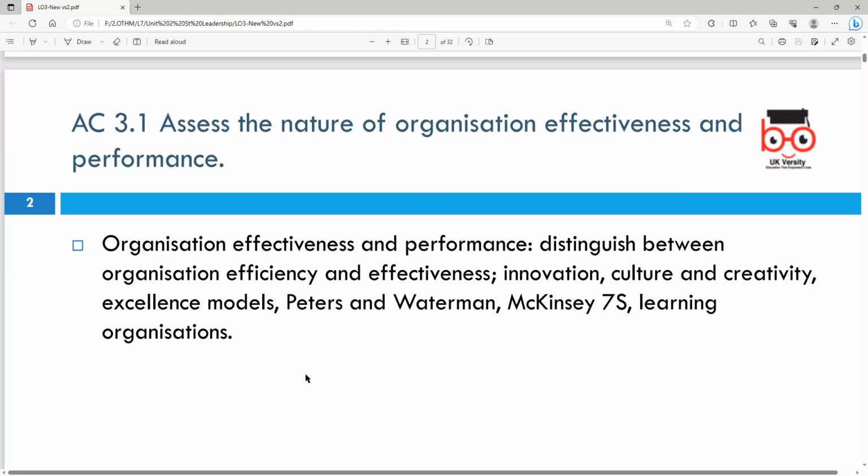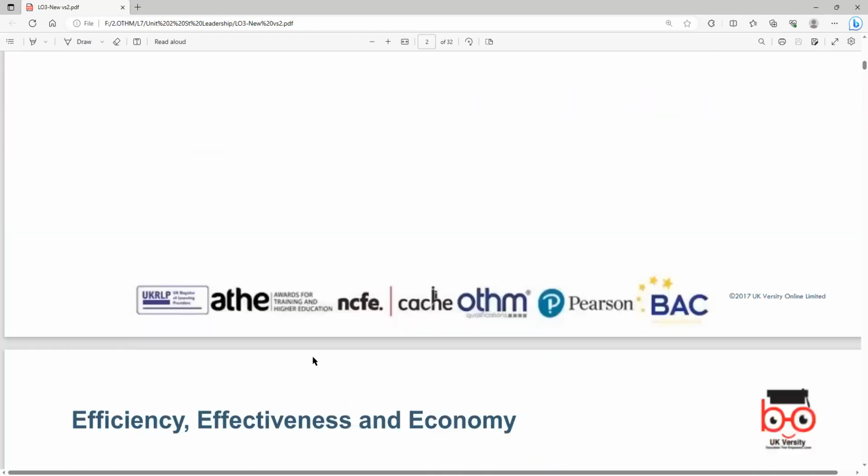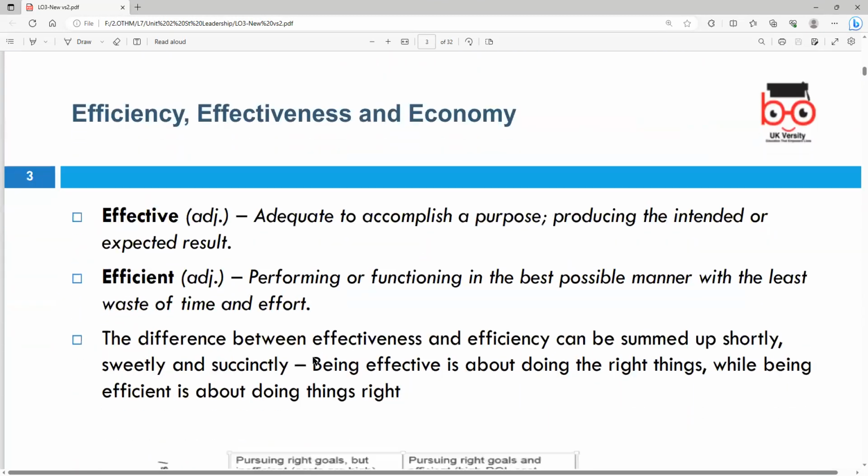Throughout the lesson, we'll be looking at effectiveness and performance, and we need to distinguish between effectiveness and efficiency. We need to look at culture and creativity, innovation, and some models of excellence, McKinsey's model, for example, or Peters and Waterman's model, or learning organizations. We'll talk about this. So let's start with what is the difference between efficiency and effectiveness.